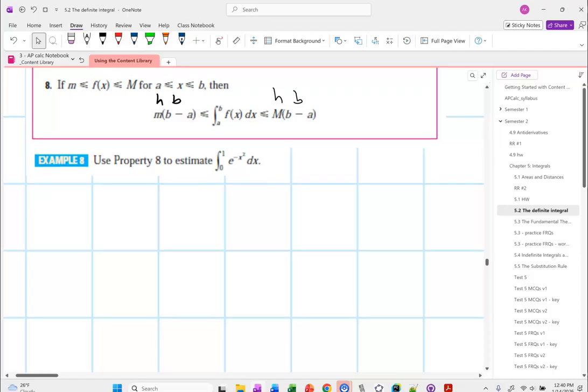Okay. It says use property 8 to estimate the integral from 0 to 1 of e to the negative x squared dx. So our first order of business would be coming up with a value for little m and big M. This would be the best way to do that. How would you go about finding a value that's always less than that function and always greater than or equal to that function? Yeah. Plug in the 0 and 1.